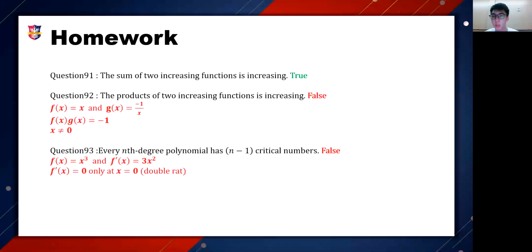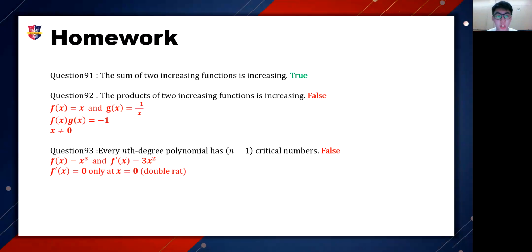So let's get into the last section. It's a true or false question, right? So question 91, the sum of two increasing functions is increasing. That's true. There's no reason why it's wrong, right? Since we have two increasing functions and they add up, so it's true.